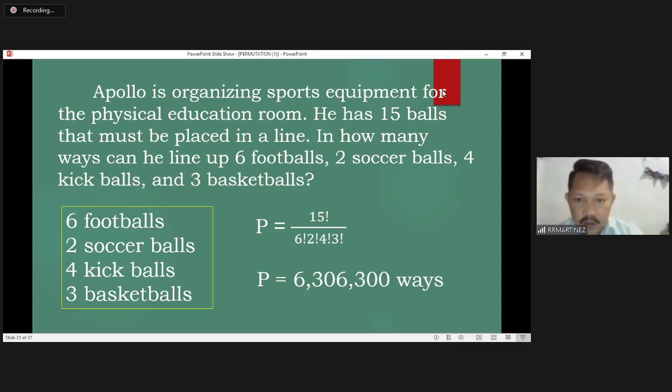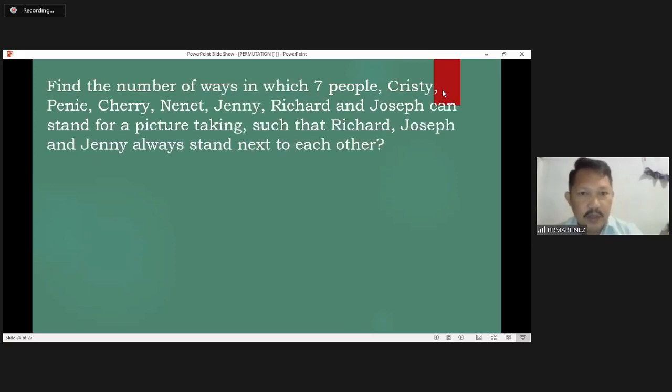Okay, so let us check again for question number 3. Find the number of ways in which 7 people. Okay.